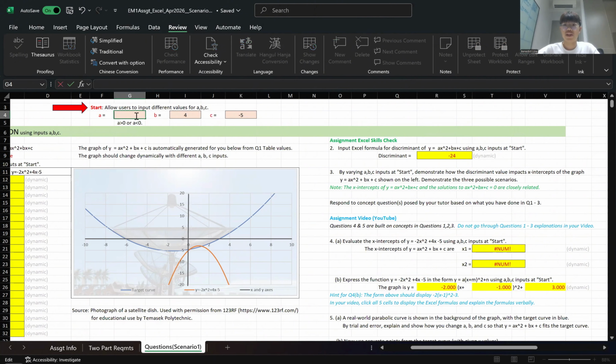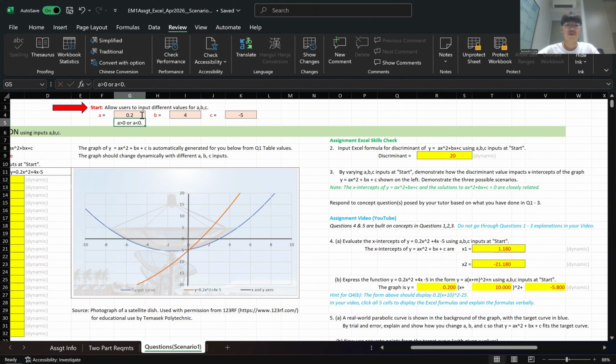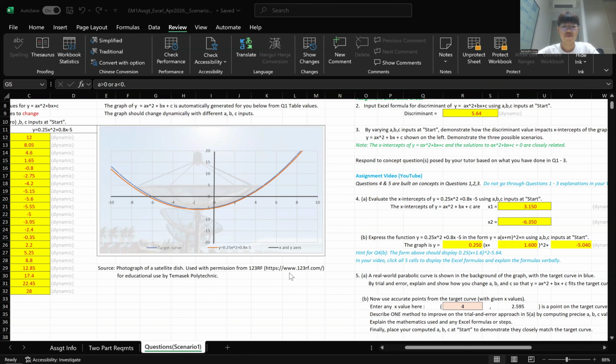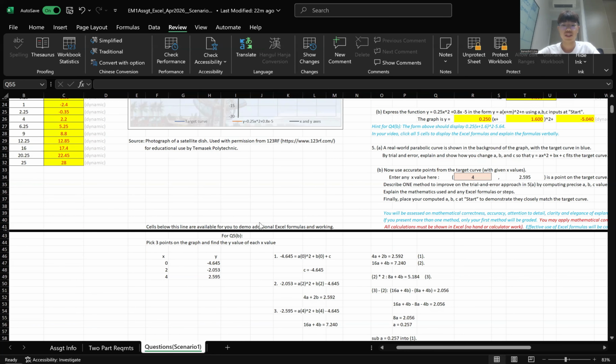Next, I changed the value of a to control the steepness of the graph. A larger magnitude would make a narrower curve, while a smaller magnitude would make a wider curve. Lastly, I changed b to shift the turning point left or right to align with the blue curve. So after some adjusting, I observe the graph changing, and I repeat this process until I match closely with the blue curve.